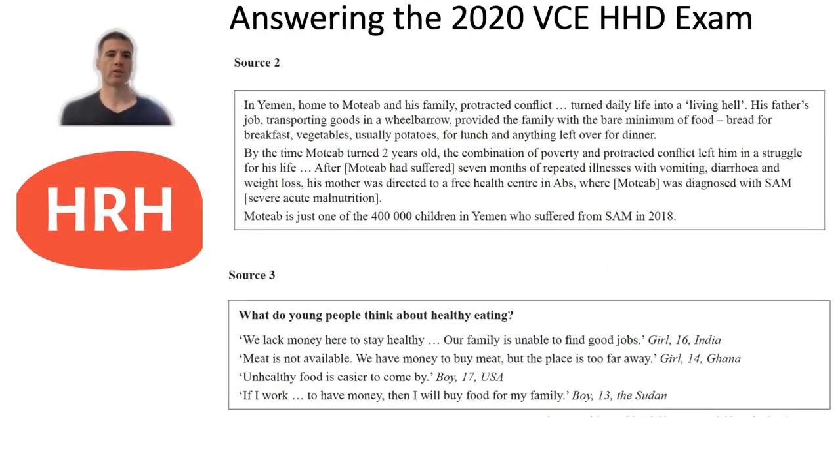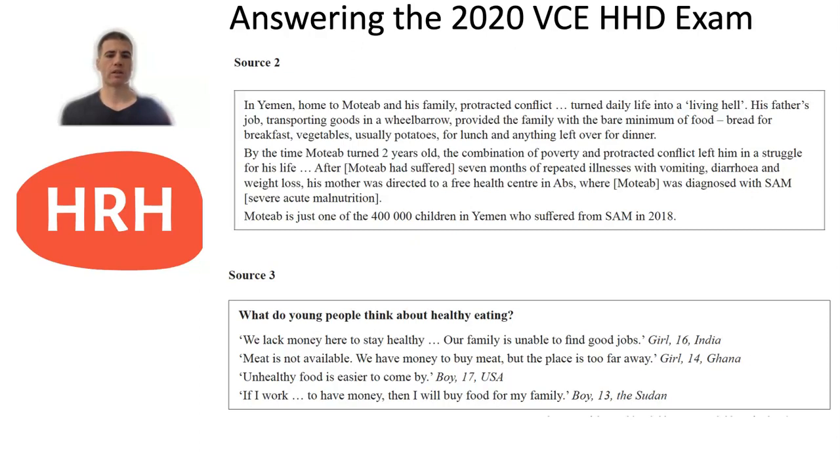You can see here source 2 and source 3. Source 2 was a bit of stimulus material about Motab and his family who lived in Yemen, where protracted conflict had turned daily life into a living hell. It talked about the fact that conflict had contributed to things such as poverty, and also to Motab suffering from SAM, which was severe acute malnutrition. That obviously links to the stimulus material in the previous source.